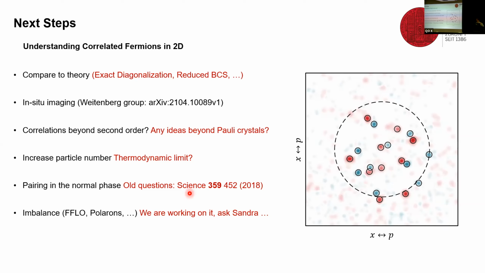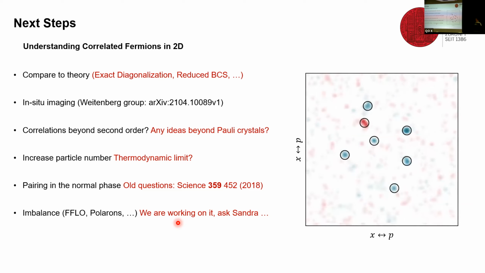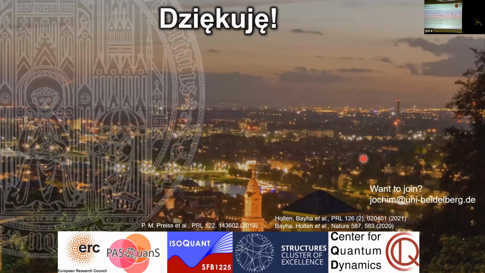There's some old story that we've been following. And currently, and you can talk to Sandra about this, she showed her poster yesterday, but I'm sure she's happy to show it to you again, we are looking at imbalanced systems. So one impurity, that could be a polaron, or a few impurities. With imbalance, we could see maybe FFLO.